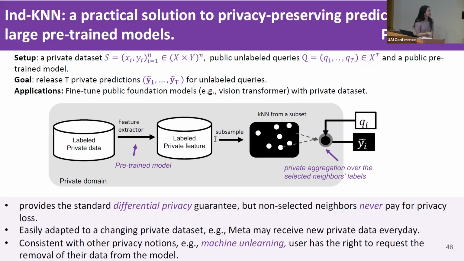Our algorithm features that only selected neighbors will pay for privacy loss. And for those unselected data points in your private dataset, their privacy loss is always 0. So that's how we improve the utility. Our algorithm is also consistent with other privacy notions, for example machine unlearning, where users have the right to request deletion of their data points. For more information, please come to our poster.